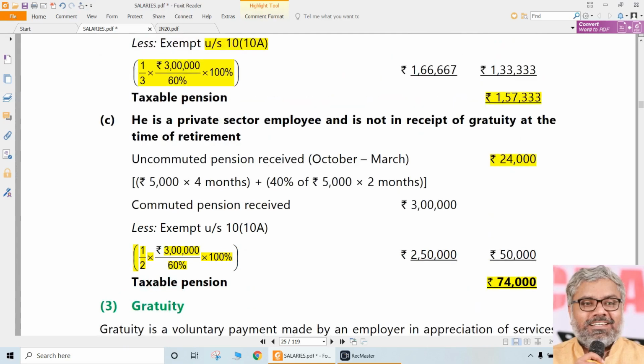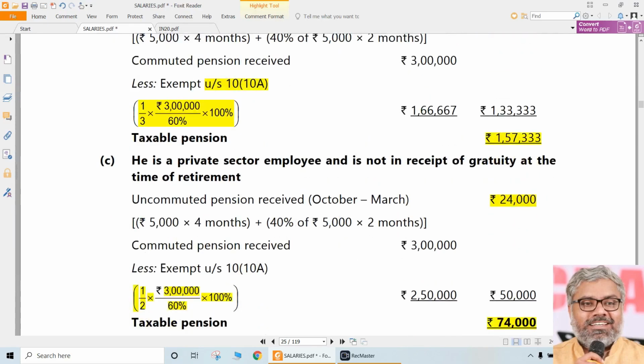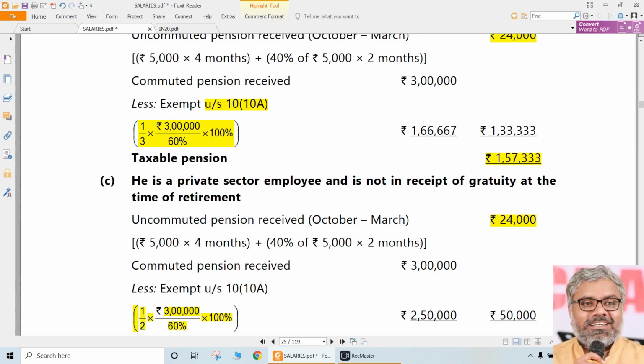But at the same time, I would like to draw your attention: don't expect the percentage of commutation in all questions. Let us say he tells you he has received 1 lakh rupees for commuting 1/3 of the pension. Then you cannot search for the percentage. Where is the percentage? It is not given at all. You should be able to work with percentages and fractions according to the question that is given. If 1 lakh is received for 1/3, how much would have been received if he commuted 100%? If 1 lakh is representing 1/3, how much would have been received for the full pension commuted? 3 lakhs. That is how we should do it.